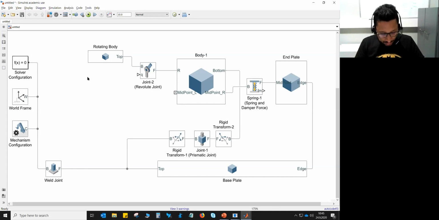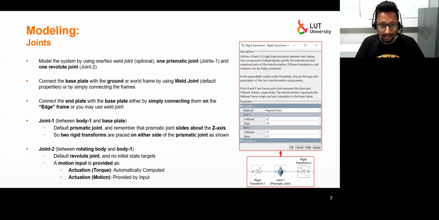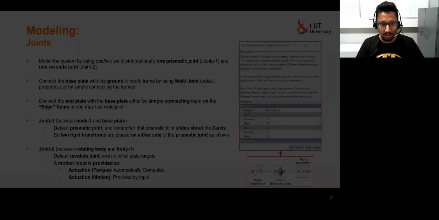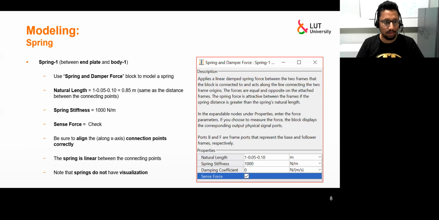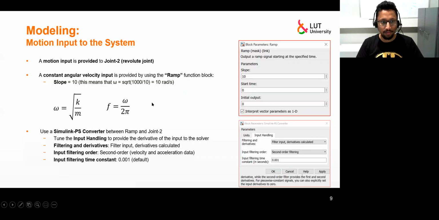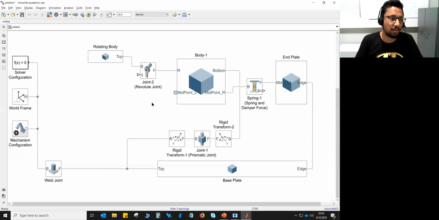But before that, let's move on to our slide and see if we have covered all the things. So of course we have covered this, how we can model the joint, how we can model the spring, and right now we are modeling the motion input to the system, correct? Let's go back to the model. So yes, we need to define the motion input in the form of constant angular velocity input.